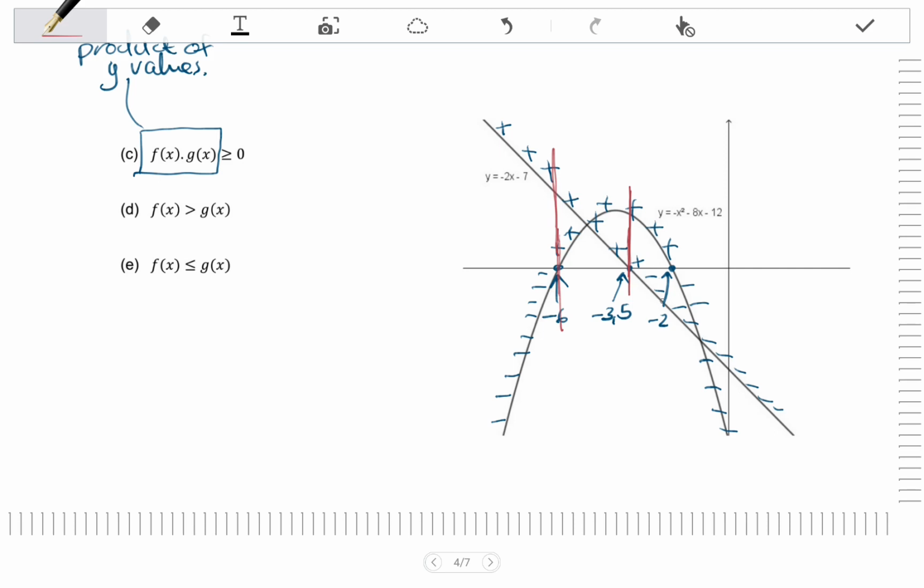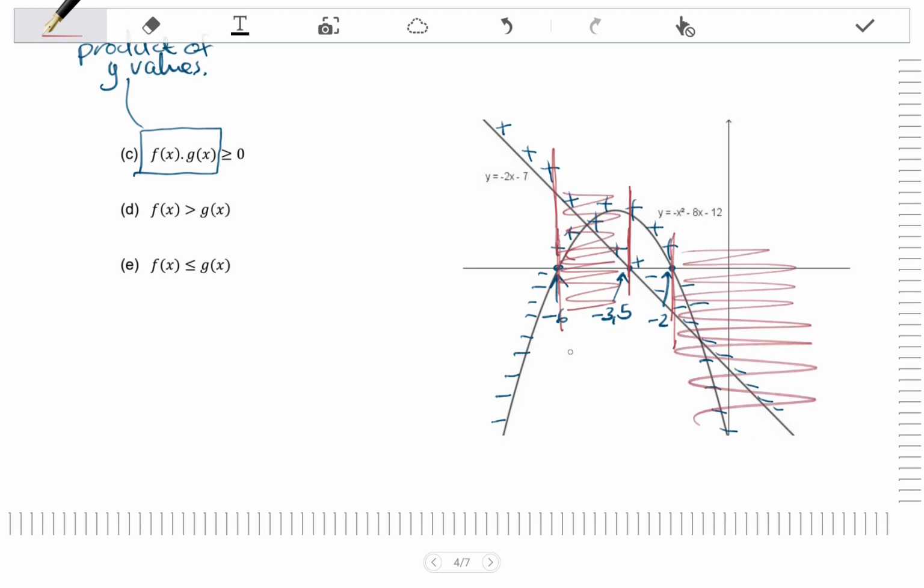So that's not what we want. But if we continue to the left, things change again at the x-intercept of the parabola. After that x-intercept, both the graphs are below the x-axis, which means both their y-coordinates are negative. So the product, negative times a negative, gives us a positive. So at this point of the graph, the products are positive, and at this point of the graph, the products are positive. So now, we need to answer in terms of the x values.